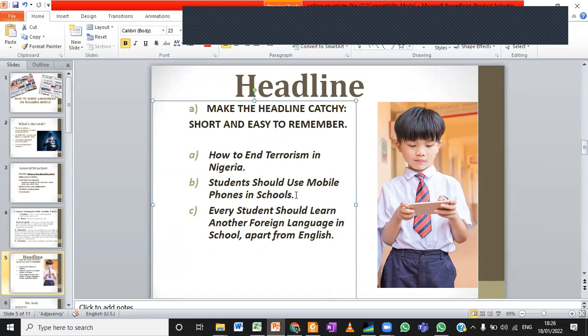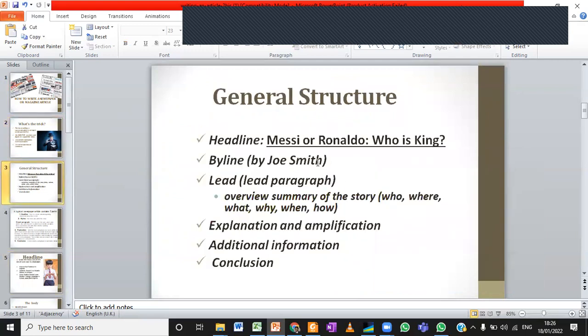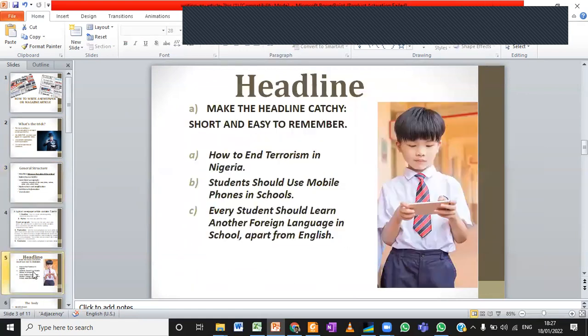Okay, so when you say the byline, it's just your name. Okay, you just put your name there. Just your name. Look at it here. Can you see it now? Byline. Messi or Ronaldo, who is king, by Kenneth Dover. Okay? Do you get that now? Good. So these are other interesting and catchy topics.